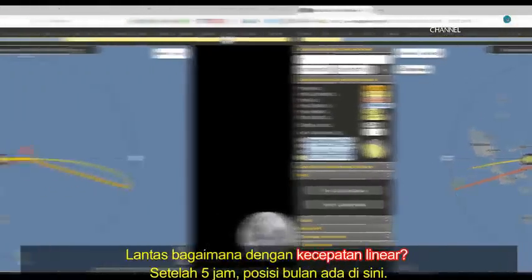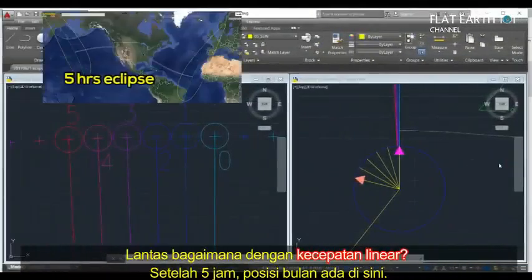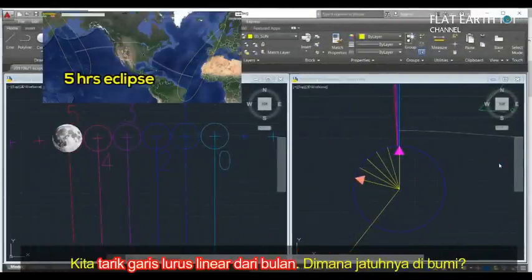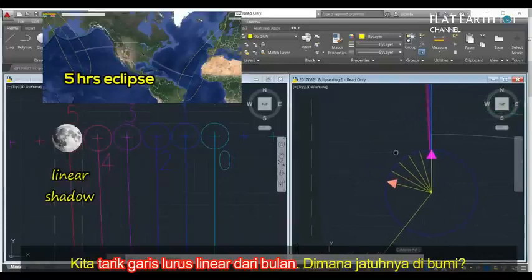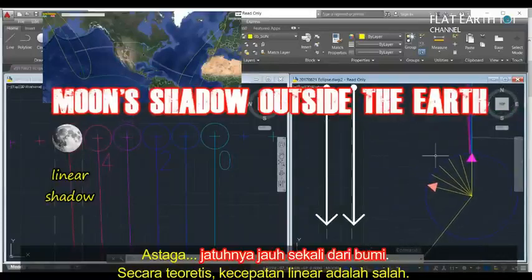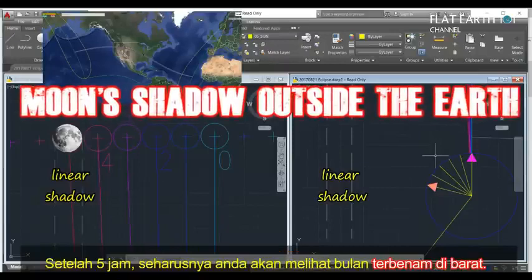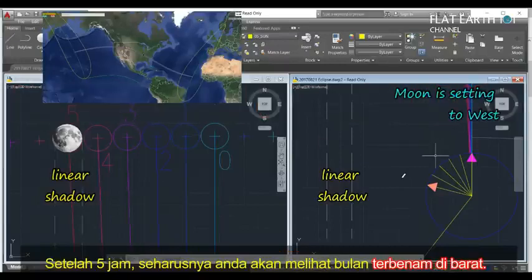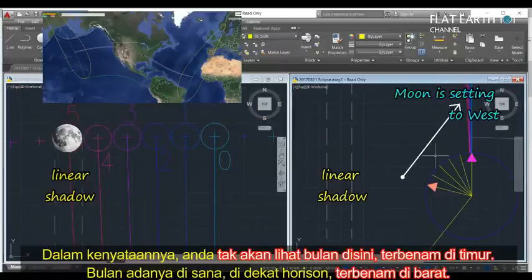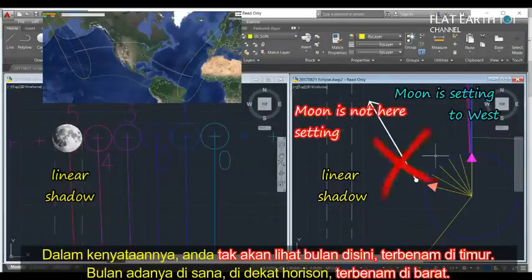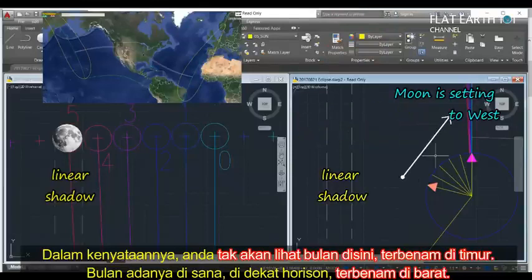What about the linear speed? After 5 hours, the moon's position is over here. We draw straight linear lines from the moon. Where do the lines fall on Earth? Man, it's far outside the Earth. Theoretically, linear speed is wrong. After 5 hours, you would see the moon setting to the west. In reality, you don't see the moon over here like it's setting to your east. The moon is over there, near the horizon, setting in the west.